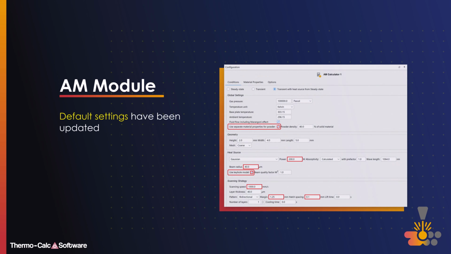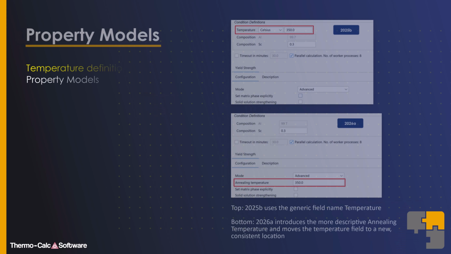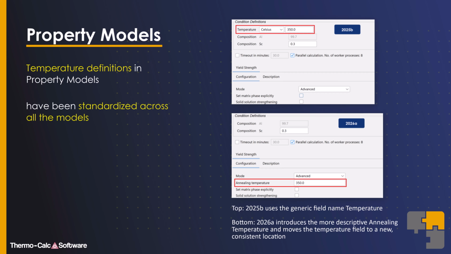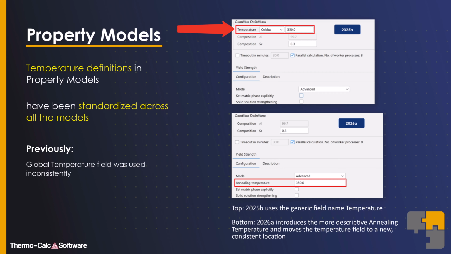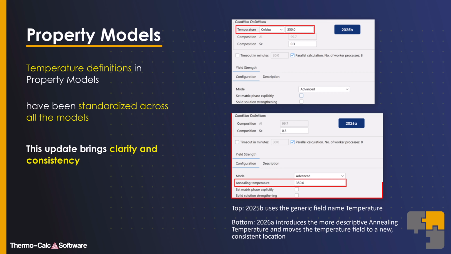And finally, default settings have been updated to better reflect common machine settings. Temperature definitions in property models have been standardized across all the models. Previously, the global temperature field was used inconsistently between models, and definitions for similar temperature types varied between models. This update brings improved clarity and consistency throughout the property models.